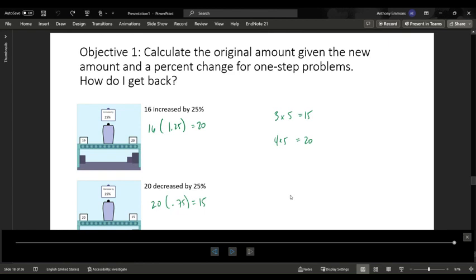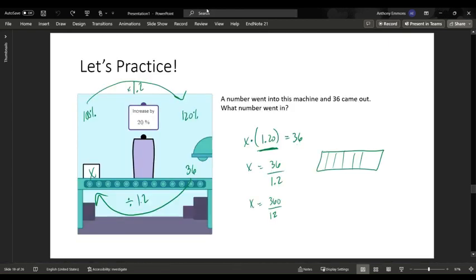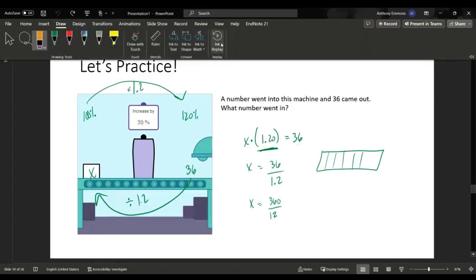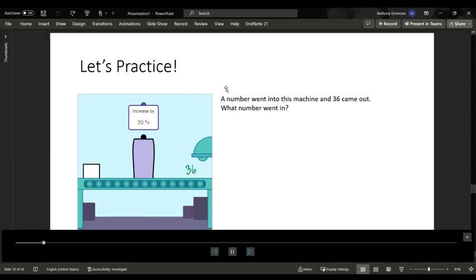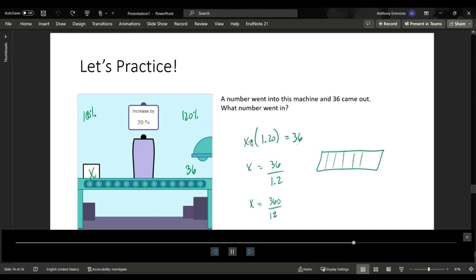So talking through that, then giving them an opportunity to practice. Right, after an increase of 20%, a number went in, it came out 36. Well, let's just talk through it, right? 100%. We know we're going to end up at 120%. The quick way to do that is to multiply by 120% or 1.2. So here's our little equation.